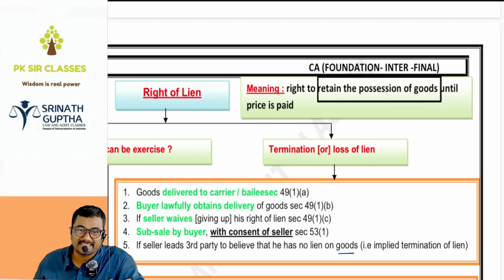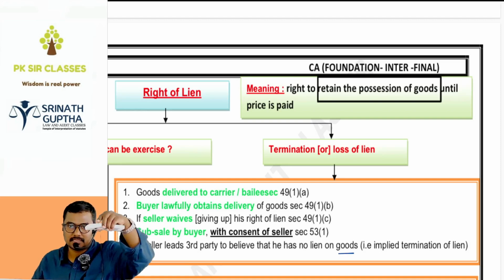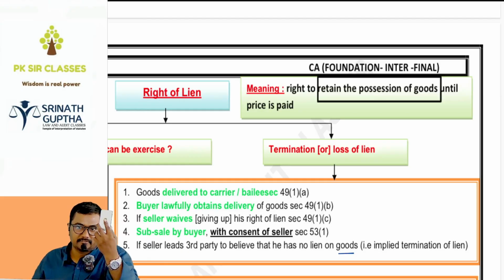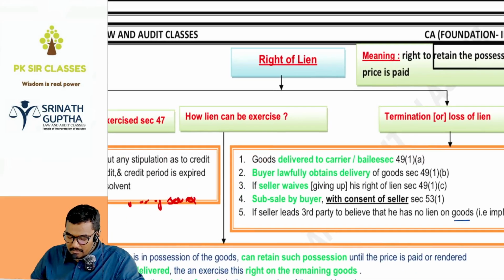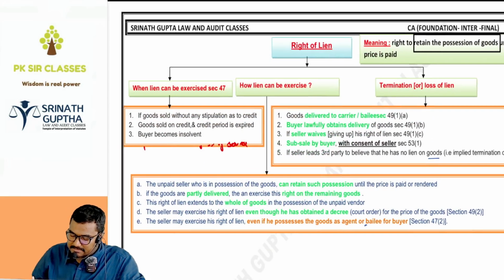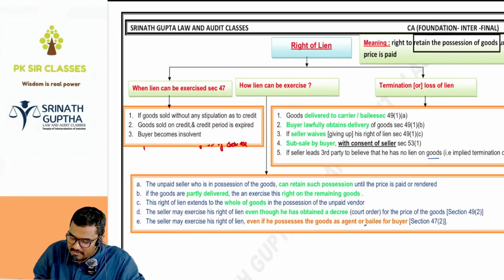Lien means right to retain the possession of the goods until price is paid. I sold the goods to Rajni. I sold this remote to Rajni. She is not paying my money. I said I will not give the remote unless you pay the price. That's the right of lien. Meaning of the lien, when it can be exercised, how it can be exercised, and when it is lost.